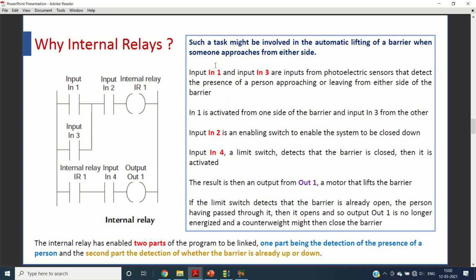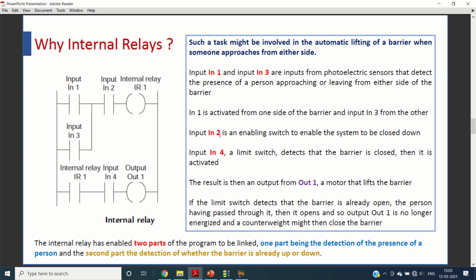In input 1, I have got one photoelectric switch, and input 3 again I have got another photoelectric switch. Now what is the purpose of this photoelectric switch? That has to be understood very clearly. Whenever some person is there in front of any of the photoelectric switch, the sensor will generate a signal so that the PLC understands that it has to lift the barrier. So one switch is present on one side of the barrier and the other switch is present on the other side of the barrier. So here are the two inputs.